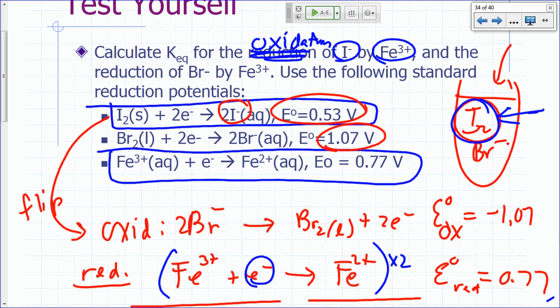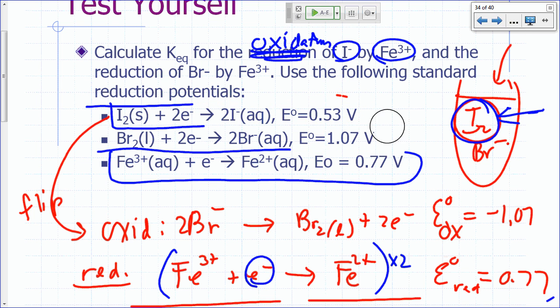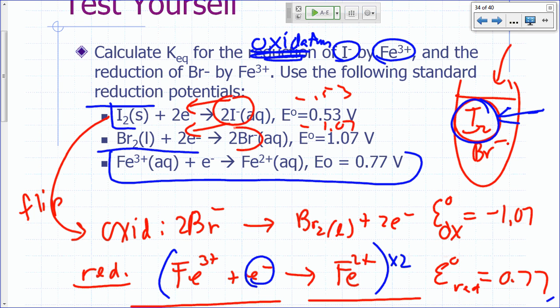And you can sort of tell from here, remember, the reverse of this would be negative 0.53, and the reverse of this would be negative 1.07. You say that iodide has a greater tendency to get oxidized than bromide. Iodide has a greater tendency to lose electrons than bromide because it's got a less negative oxidation potential.